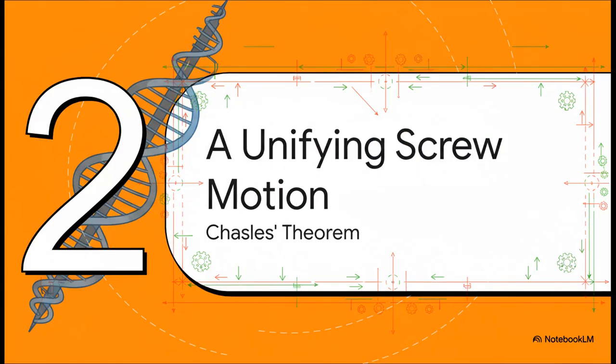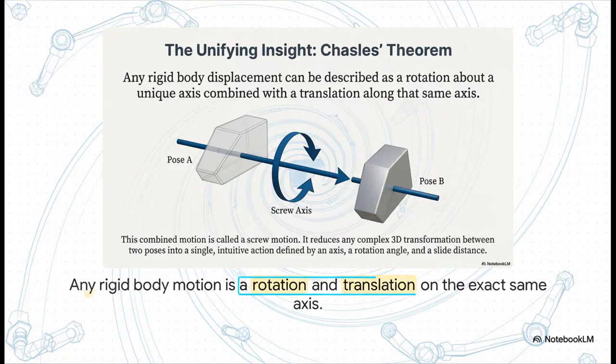This leads us to this beautiful idea of a unifying screw motion. It's a really elegant insight that comes from a brilliant observation called Chasles' theorem. And this is the core aha moment. Chasles' theorem basically tells us that any movement of a rigid body, no matter how complicated it looks, can be boiled down to a simple rotation around an axis and a slide along that very same axis. Just think about turning a screwdriver. You're rotating it and pushing it forward at the same time. That's a screw motion. Every single possible movement can be simplified down to that one single intuitive action.